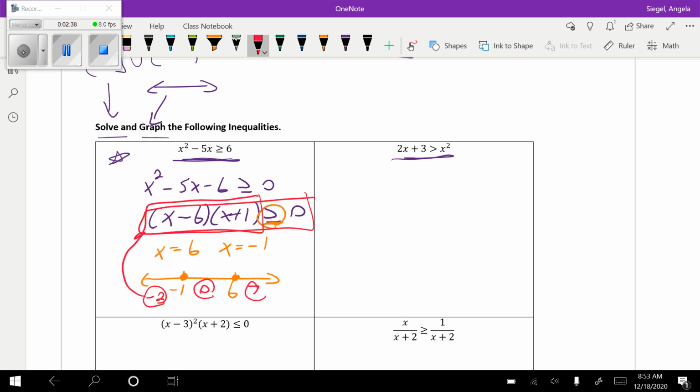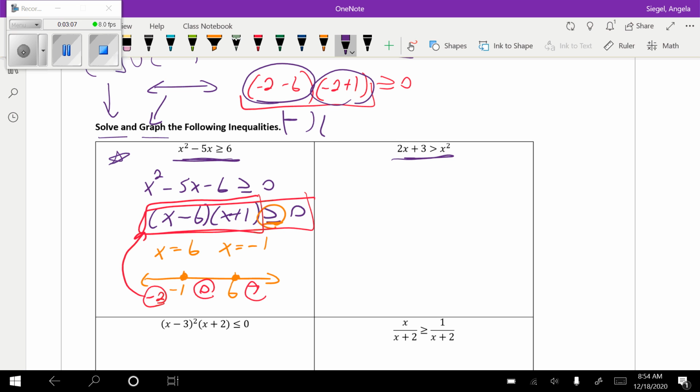So let's try -2. I'm just going to write this out on top. So -2 minus 6, and then I have -2 plus 1. Okay, we want this to be greater than or equal to 0, so we want this to be positive. So this is what I think about. I don't really think about the number itself. I just think about, okay, this is going to be negative, in this case -8. This is going to be negative, -1. A negative times a negative is going to be a positive. So it is greater than or equal to 0.